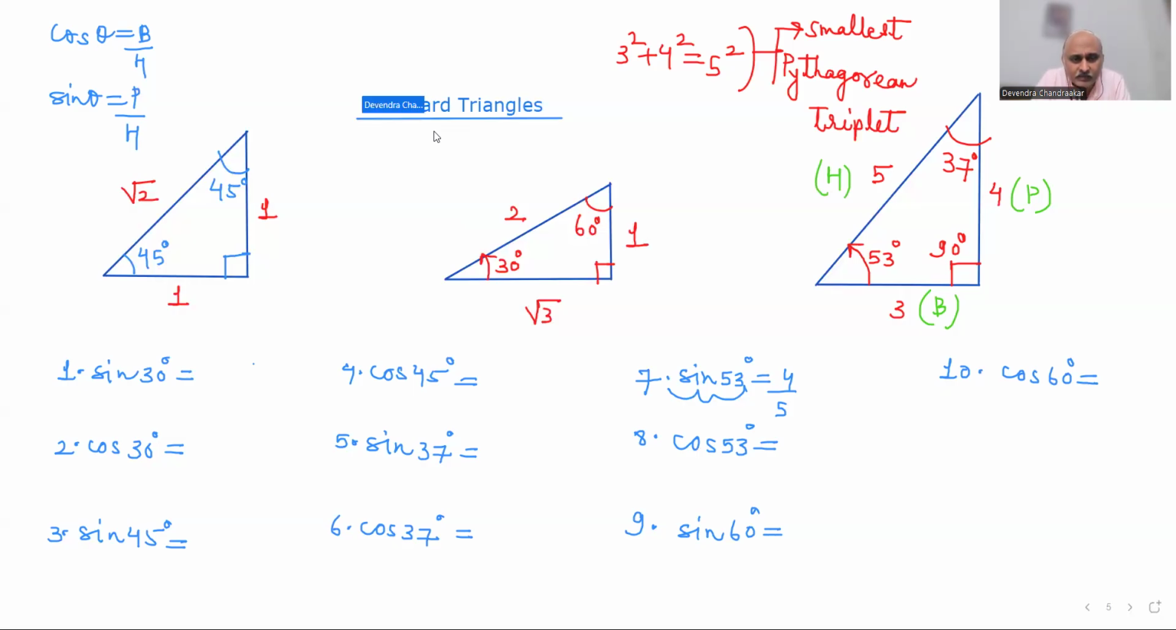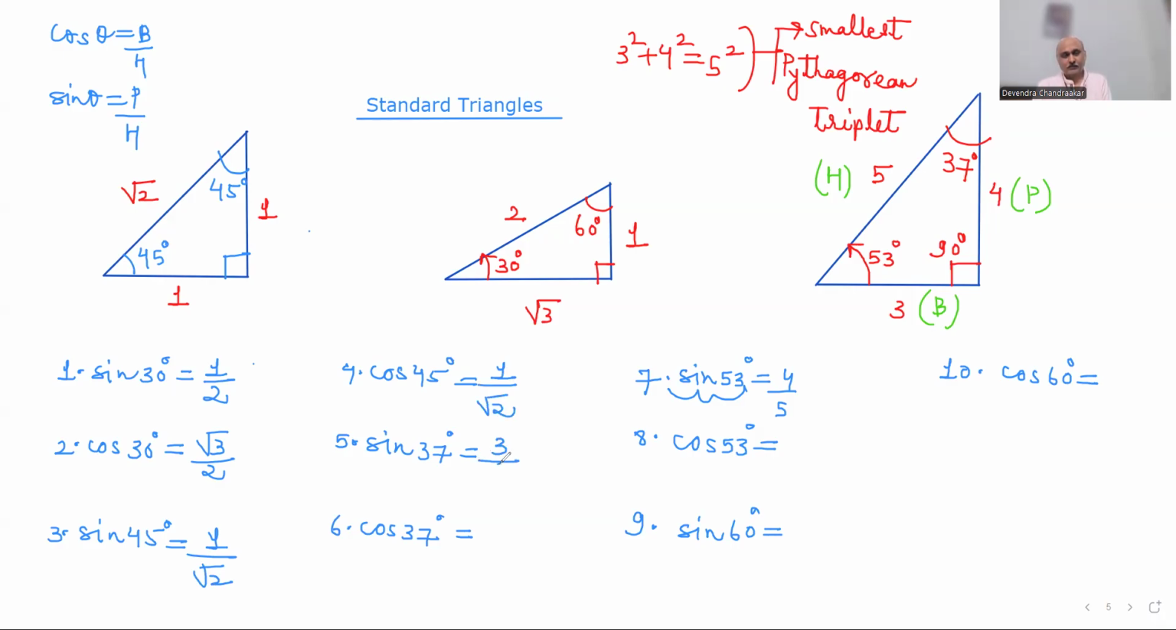I can see the answers here. Very good, kids. Wow. Amazing, huh? Chalo, I'll write their answers. All of you have done it almost correct. So sine 30 is 1 over 2. Cos 30 is root 3 by 2. Sine 45 is 1 over root 2. Cos 45 is 1 over root 2.